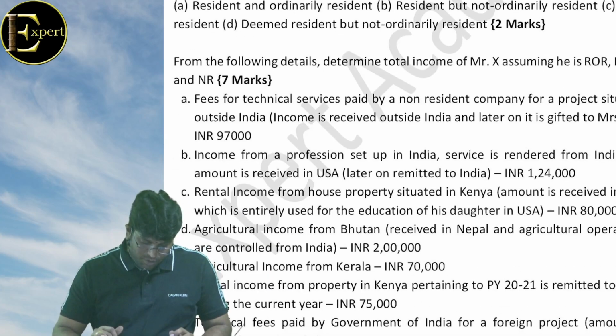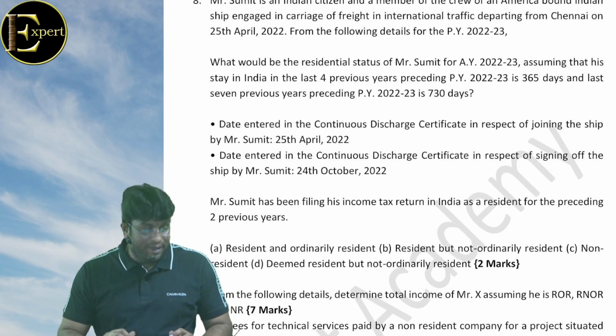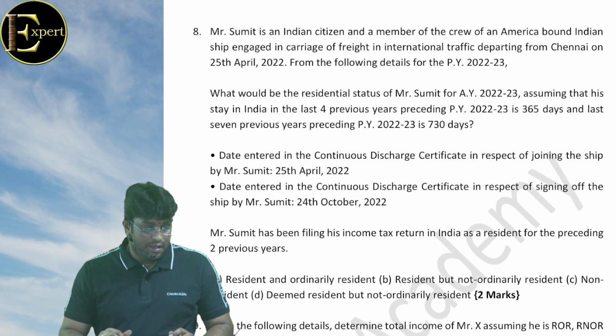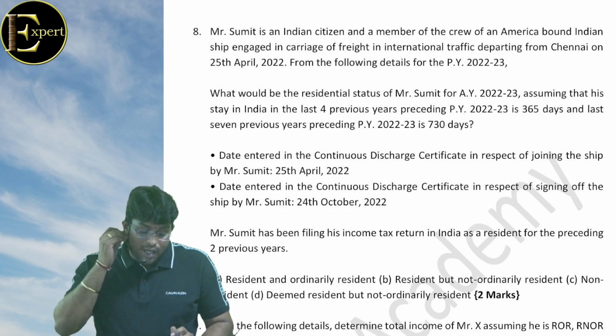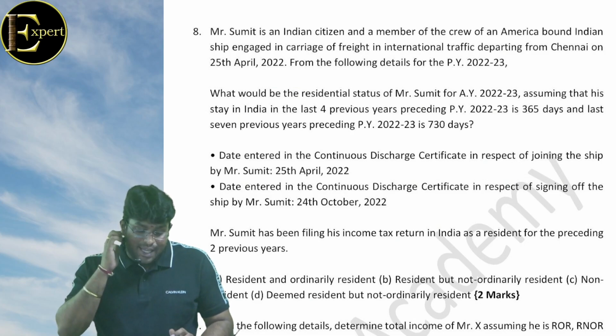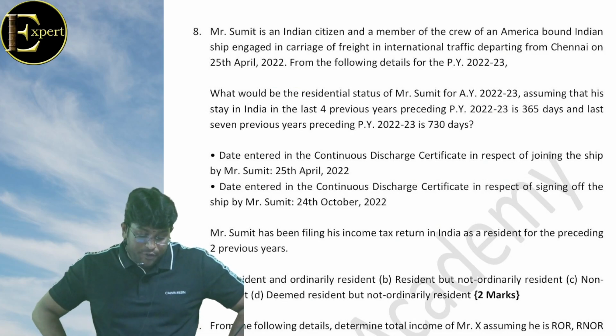ठीक है, अभी दिख रहा है ना दोस्तों? बोलो सीधा क्वेश्चन, कम ऑन. Mr. Sumit is what citizen? Indian citizen. And a crew of an American bound Indian ship engaged in carriage of freight in international traffic, departing from Chennai on 25th April 22. What would be the residence status of Sumit for AY 22-23, assuming that his stay in India in the last 4 years preceding 22-23 is how many days? And in the last 7 years preceding 22-23, 730 days.